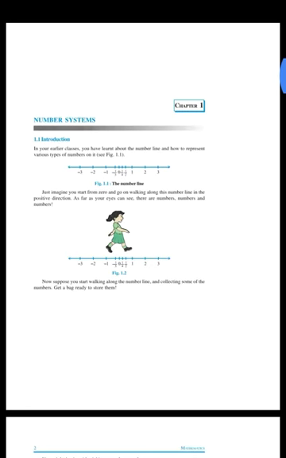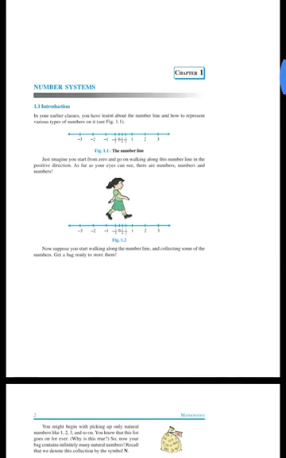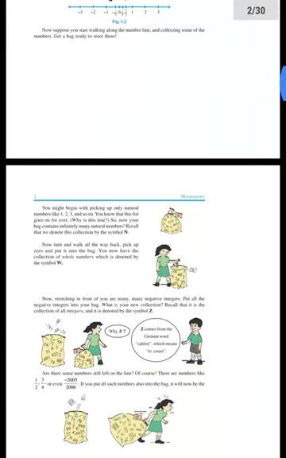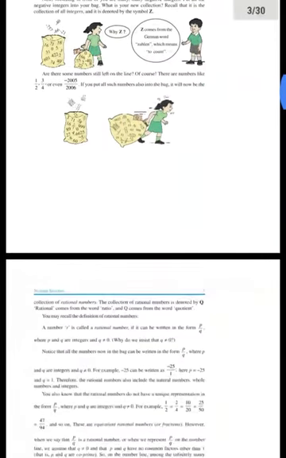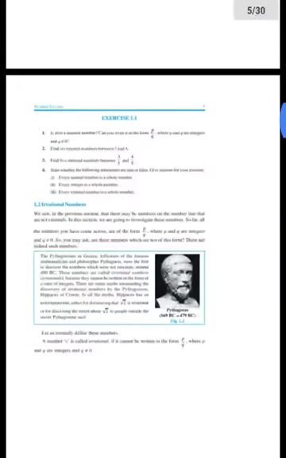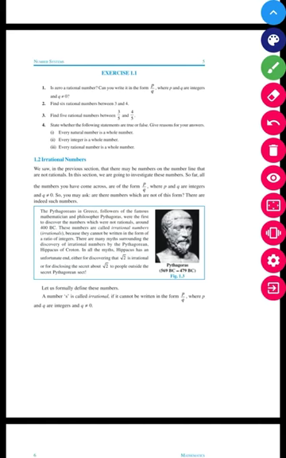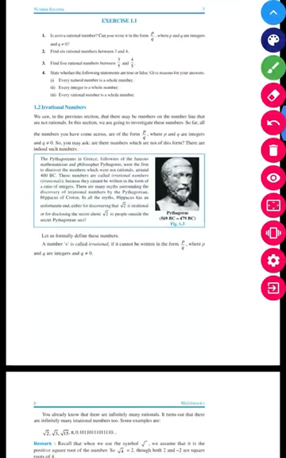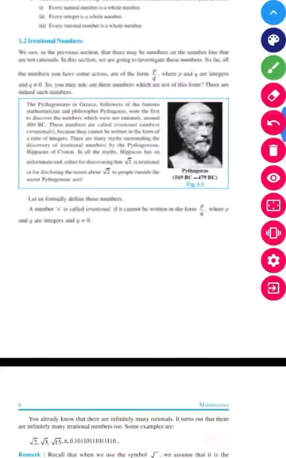Let's start with our very first chapter, that is number system. As you know, we have done our first exercise, that is 1.1, in which we have learned the rational numbers. Now let's begin with our next exercise 1.2, in which we will learn the irrational numbers.